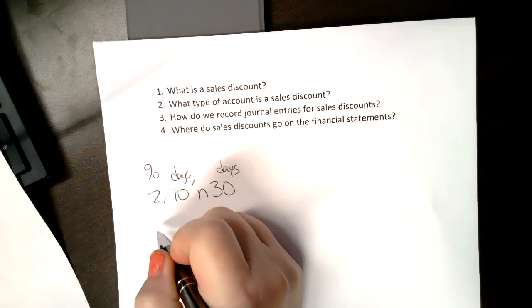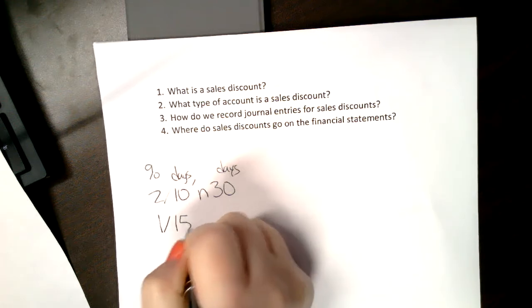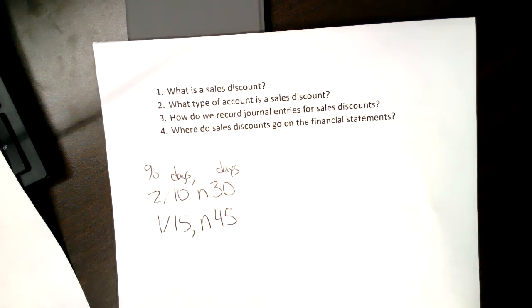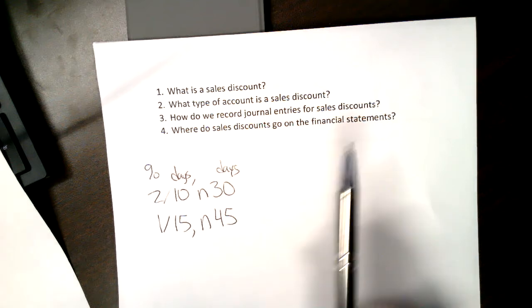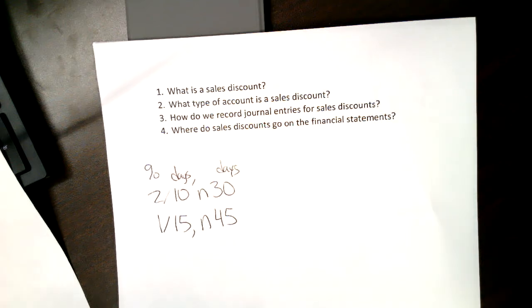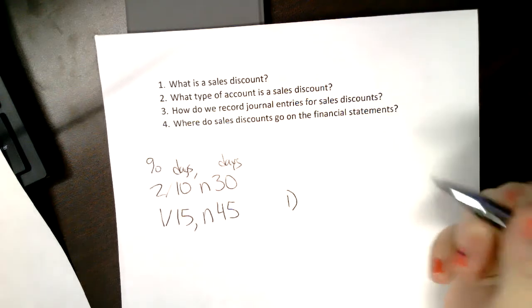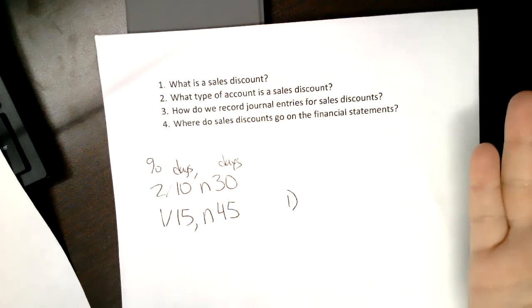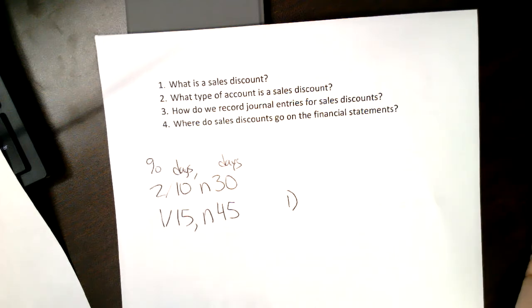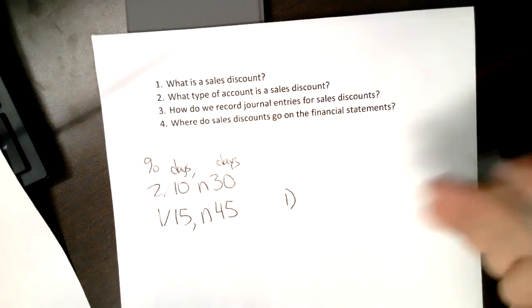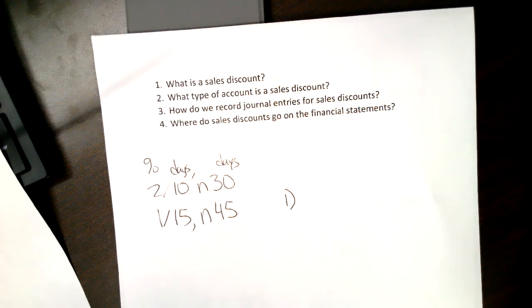You could see 1/15 net 45. And so what does that mean? Test yourself and see. This would be a 1% discount if they paid in 15 days, or the net due in 45 days. So how do we record the journal entries for sales discounts? Well, again, on day one, we're looking at it from Nike's point of view, the company making the sale. They don't know if the vendor is going to take the discount or not.